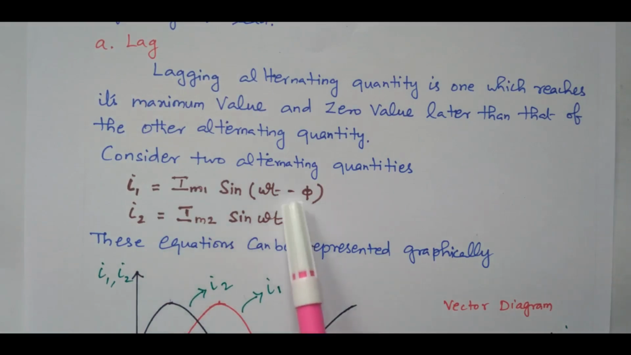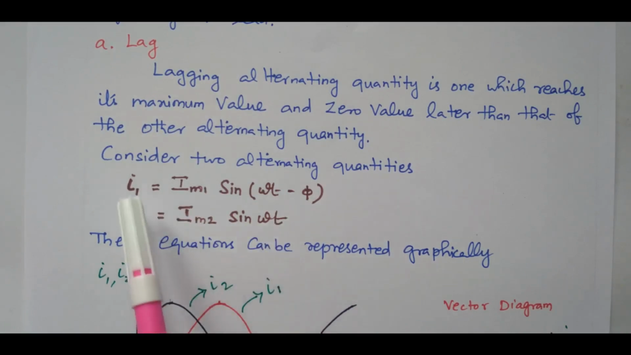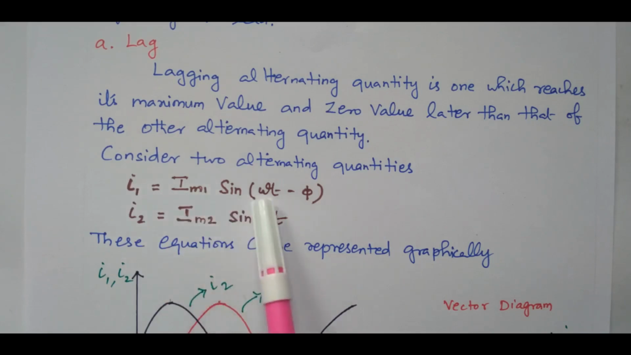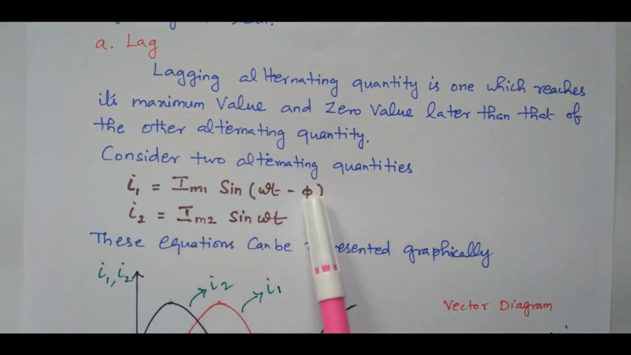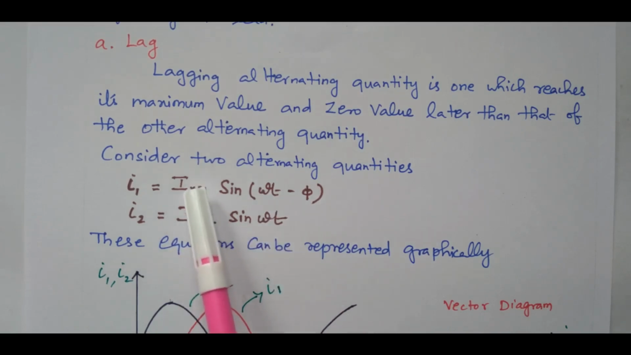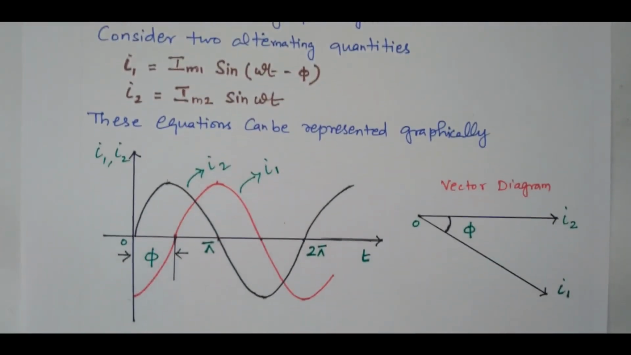So that is represented by minus pi. I2 equal to Im2 sin omega t. So that starts at 0 degree like the previous case, but I1 equal to Im1 sin (omega t minus pi), right? So the minus refers to lagging, right? This pi angle is the lag between I1 and I2. I1 reaches the maximum value delayed by an angle of pi, right? So that is represented in the waveform.